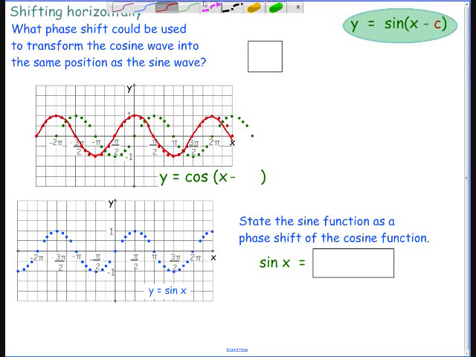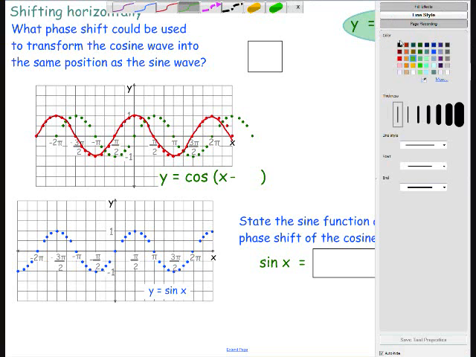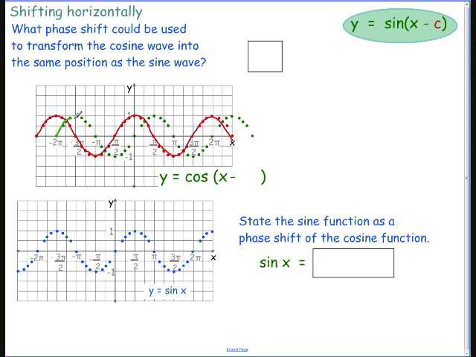And then we'll think about what we've done. So here's the one I just moved. I took a cosine and I moved it into the position that y equals sine x would occupy. So I did move things. How much did I move them?